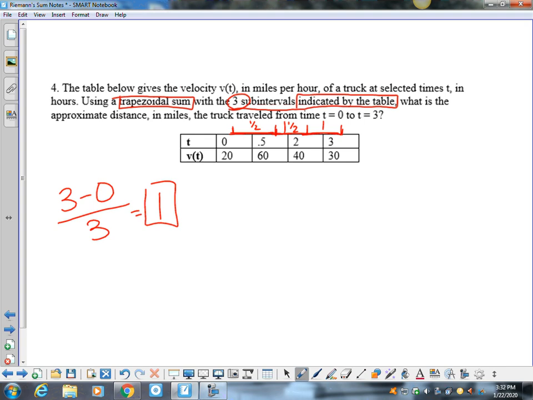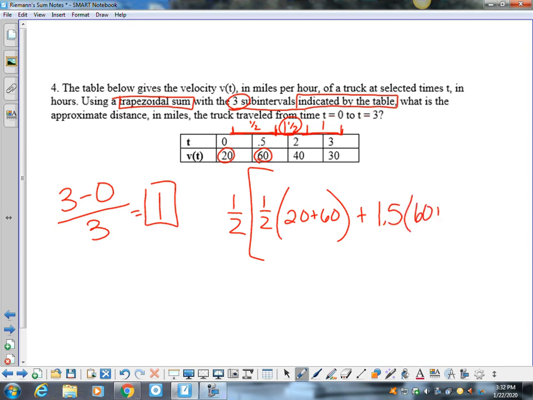So these rectangles are not equal width. I do want to be a trapezoid, so I'm going to 1/2 out front, but I can't put my width out front because they're all different. So the width for the first one is 1/2, and then the trapezoid, remember, it's base 1 plus base 2. And I can't double up my 60 again because my widths are not the same. So I have to do these individually. My next width is 1.5. And that's going to go, base 1 is a 60 and base 2 is a 40. And my last width is a 1.